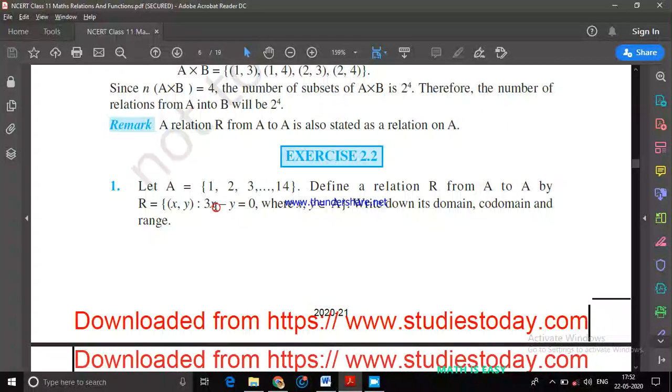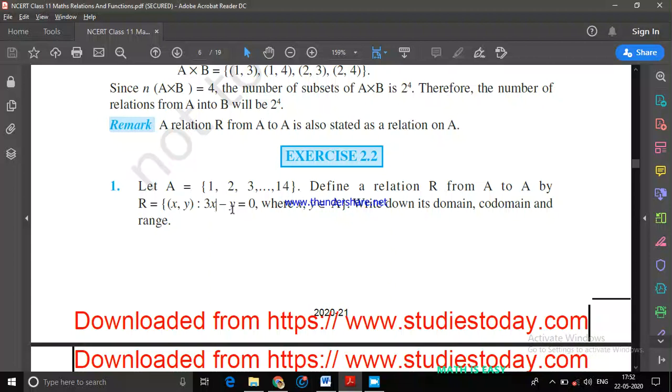If x is 2, 2 times 3 is 6. So y value has to be 6. So the second point is (2, 6). If x is 3, 3 times 3 is 9. So y is also 9. So the third point is (3, 9). If I take x is 4, 3 times 4 is 12. 12 minus 12, 0. If I take x is 5, 3 times 5 is 15.